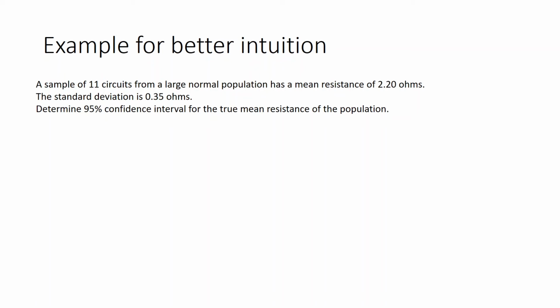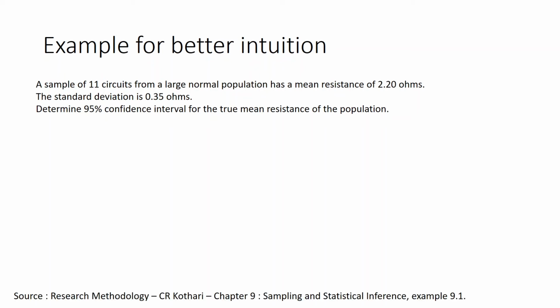So we are actually going to solve this problem, and the source is basically this book, okay, Research Methodology by C.R. Kothari, and from chapter 9 I am covering this. Sampling and statistical inference, example 9.1. So that is the example that I have taken from this book.